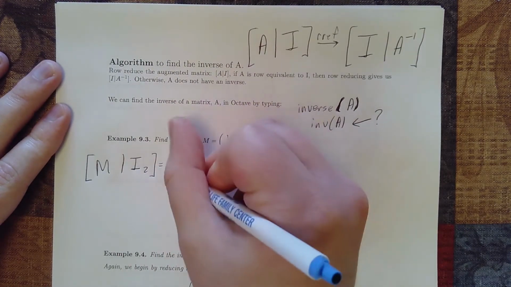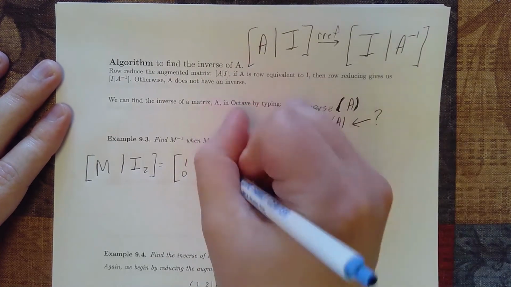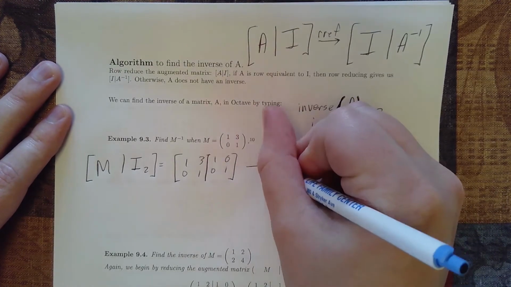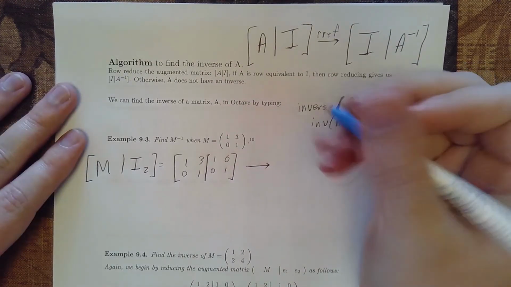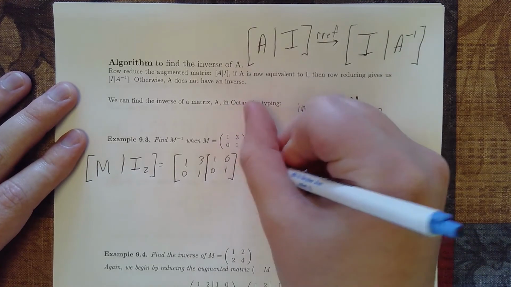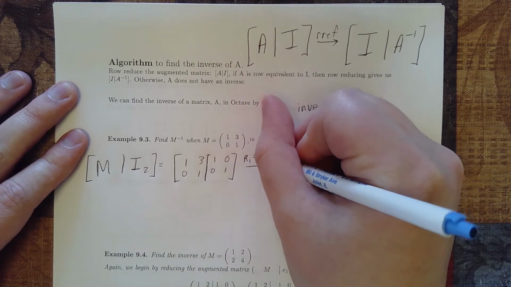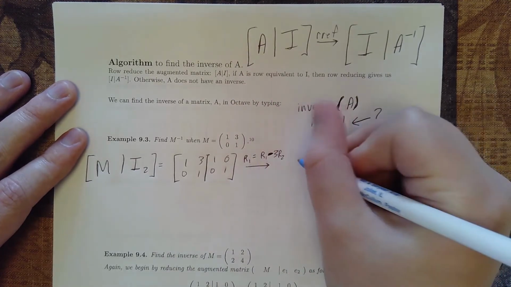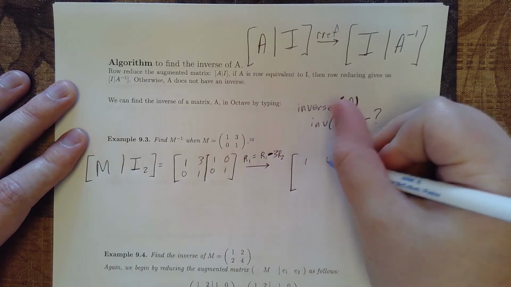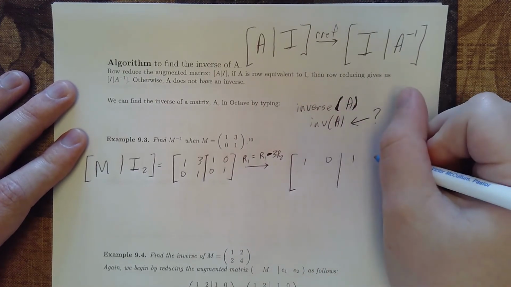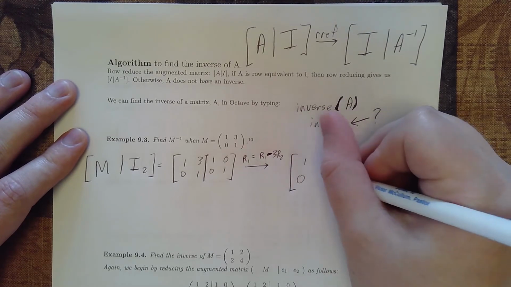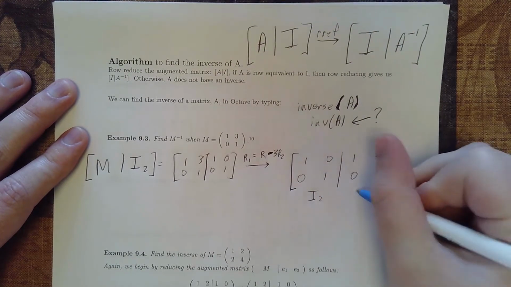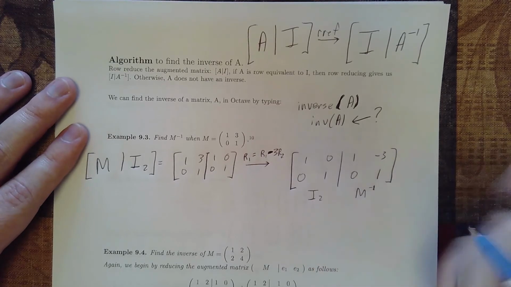So we'll have [1, 3; 0, 1] augmented with [1, 0; 0, 1]. And so what we want to do is get the reduced row echelon form. In order to do this, all we'll have to do is take row 1 and make it row 1 minus 3 row 2. This will give us the matrix [1, 0, 1, -3; 0, 1, 0, 1]. So that means, since we have the identity matrix over here, we'll have M inverse over here.